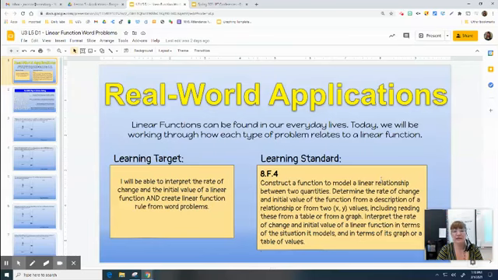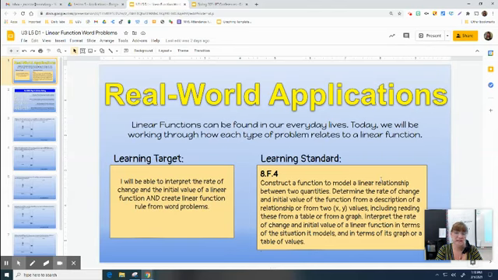Hi guys, so we are moving in from slope-intercept form into word problems where we have to disseminate what's happening in the word problem, build our equation, and then be able to use that equation in slope-intercept form to find a missing value that is asked for in our prompt.